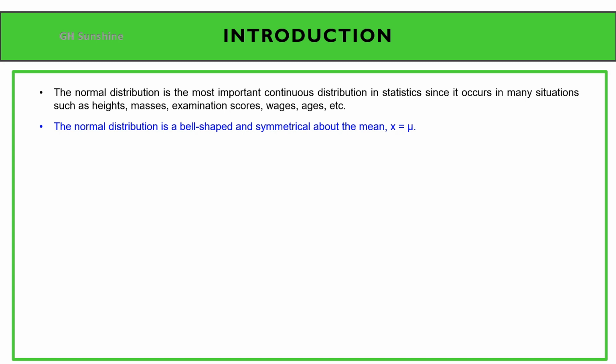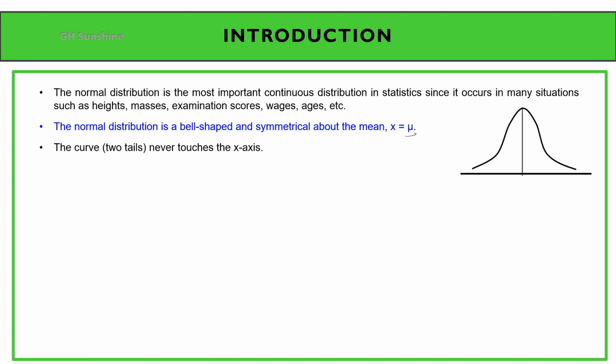The normal distribution is bell shaped and symmetrical about the mean value. So the mean is denoted by mu. And then the curve, the two tails never touch the x-axis, like this. Never touch the x-axis. And then symmetrical. So this one is mu.